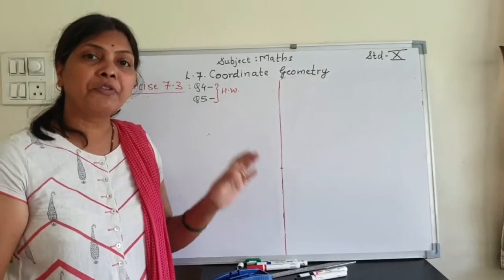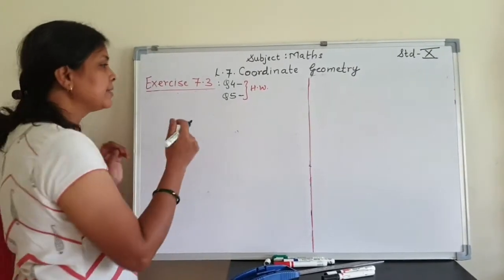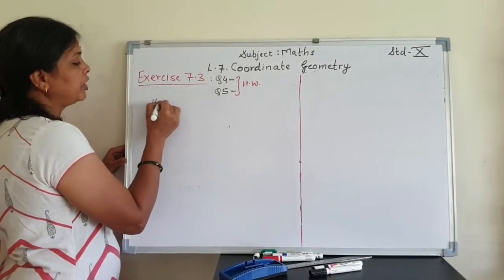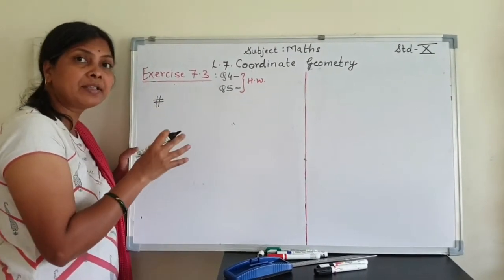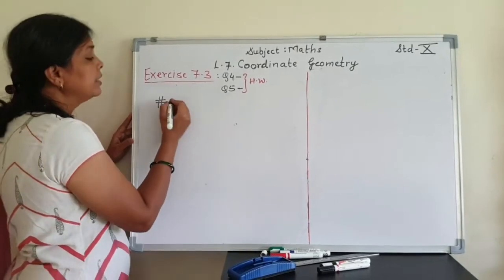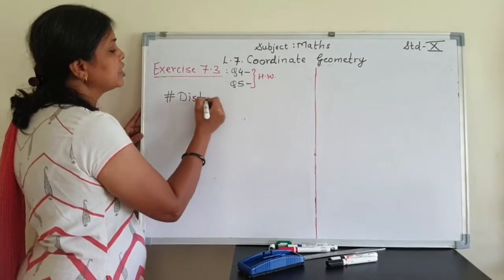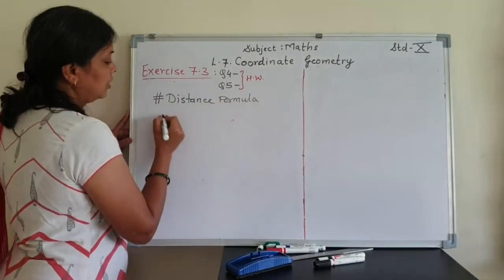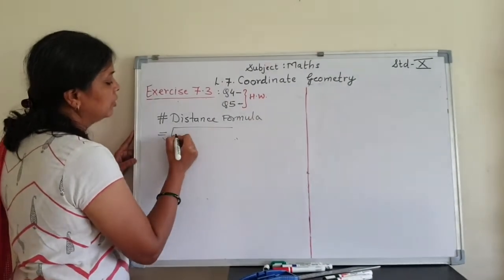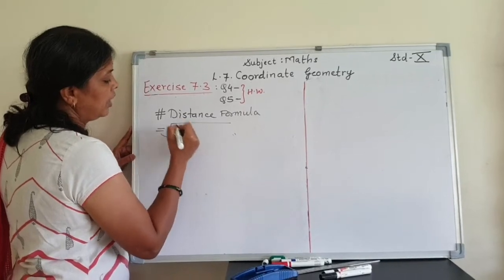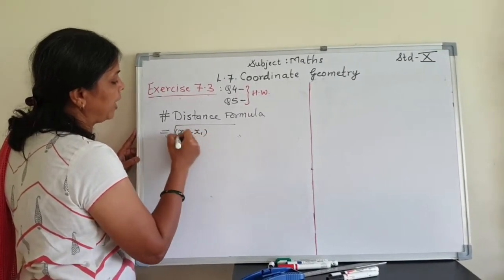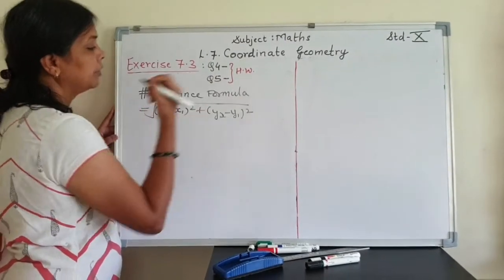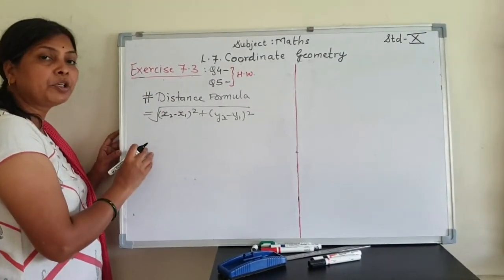So this is how we have finished the lesson. Let's recap what we have done in this chapter. First of all, what is coordinate geometry? You have revised what you have learnt in 9th standard. Secondly, you have seen the distance formula. So the distance formula is what? It is the square root of (x2 minus x1) whole bracket square plus (y2 minus y1) whole bracket square. You can find the distance between two given points.